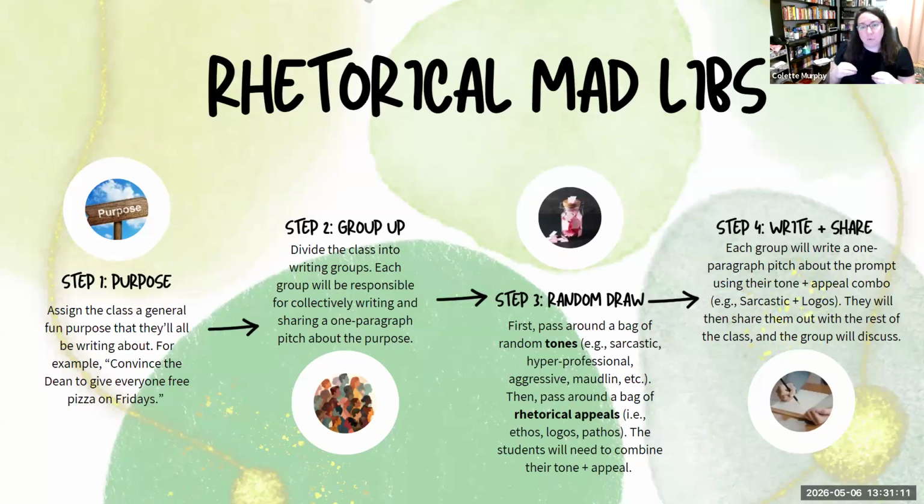Then we have a random draw with two categories. You can do this with a wheel. I've done it where I make a video spinning the wheel and assign folks off of that, and then they have to check the announcement, or I put it in the discussion board, so they know which one they have. First it's going to be random tones, things like sarcastic, hyper-professional, aggressive, maudlin.